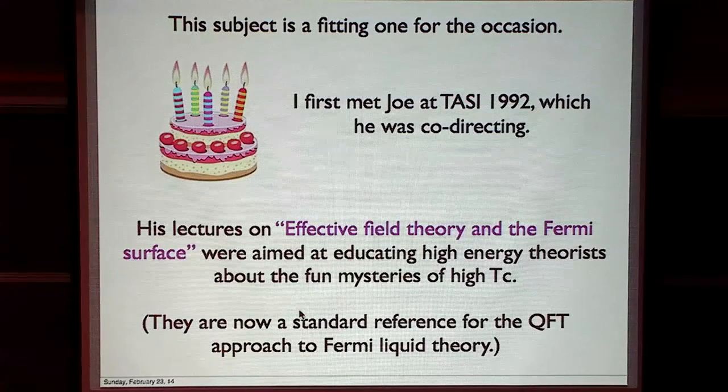Because the string theory community was fixated on black holes in 2 dimensions at the time, Joe decided to go in a totally different direction. And he talked about the effective field theory of the Fermi surface in his TASI lectures. His goal, I guess, was aimed at first educating a bunch of string theorists that you can use effective field theory, a point many of us still often forget. And then also that there are interesting problems using field theory, even in domains as far away as maybe the fun mysteries of high Tc. And these lectures are actually now a standard reference for this approach to Fermi liquid theory, along with a contemporaneous paper of Shankar's.